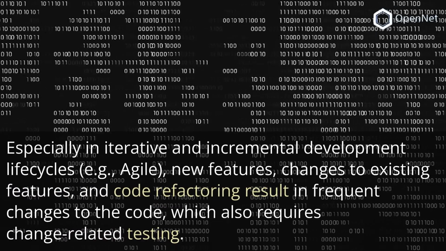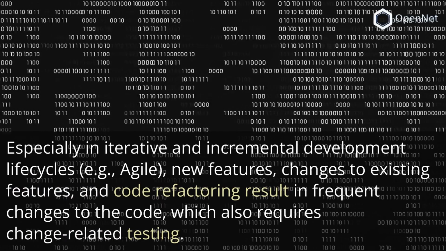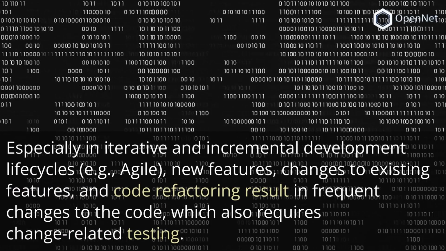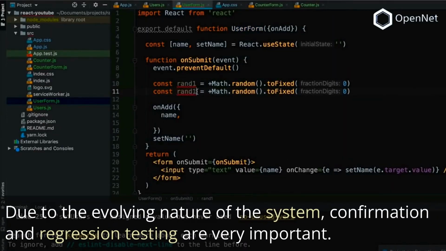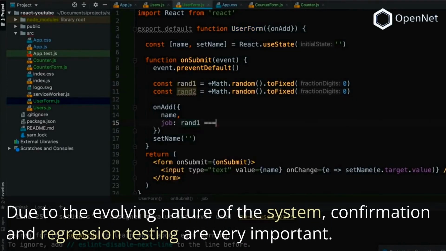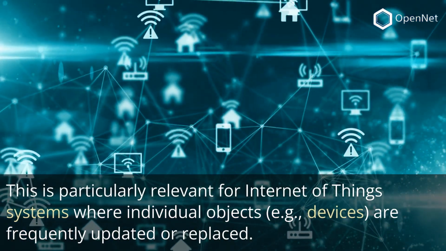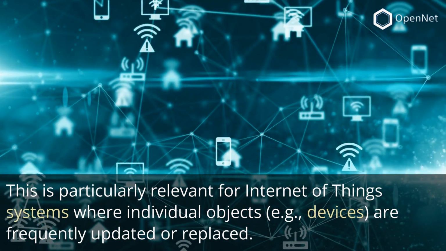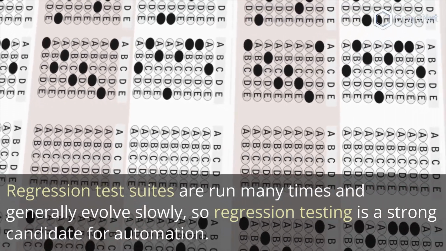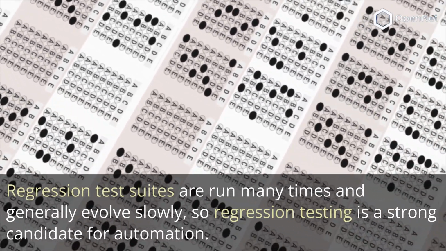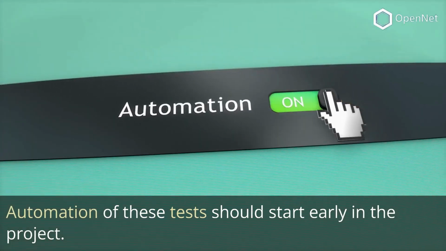Especially in iterative and incremental development lifecycles, e.g., Agile, new features, changes to existing features, and code refactoring result in frequent changes to the code, which also requires change-related testing. Due to the evolving nature of the system, confirmation and regression testing are very important. This is particularly relevant for Internet of Things systems where individual objects, e.g., devices, are frequently updated or replaced. Regression test suites are run many times and generally evolve slowly, so regression testing is a strong candidate for automation. Automation of these tests should start early in the project.